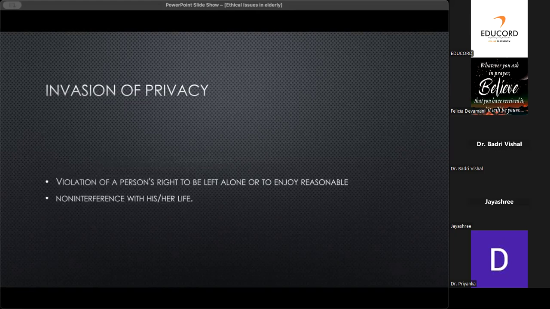Then there is an invasion of privacy. A violation of the person's right to be left alone or to enjoy reasonable non-interference with his or her life is an invasion of privacy. If the patient does not want to talk to us or does not want to interact with many people, we cannot force a person to do that, that's an invasion of privacy. We're not leaving the person alone if he or she is not giving consent for us to come near. We should not push it to an extent. Or if we are not giving that person a personal space, it is an invasion of privacy and is one of the basic rights for any person in the world. Is that clear to everyone?